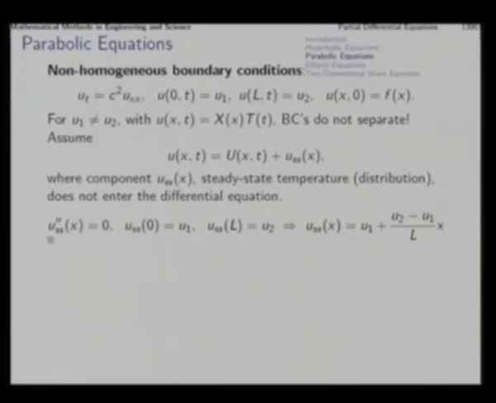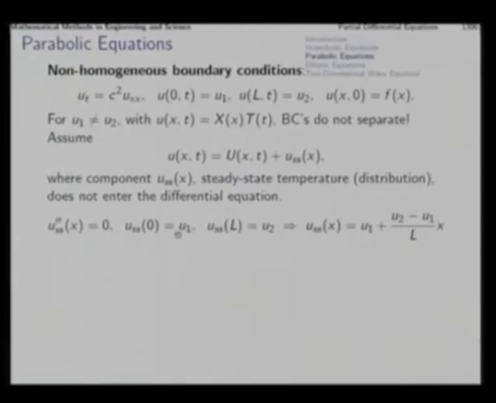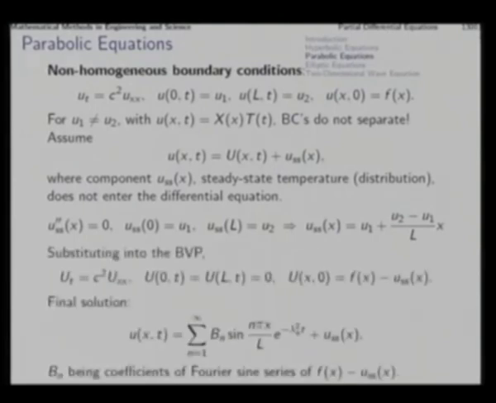That is, this is a second order ordinary differential equation in which the second order derivative is 0. That means the solution is a linear function of x, and the linear function of x that satisfies these two boundary conditions must be this. So, this is the U_SS(x) component, that is the steady state solution, and the rest, which is the transient solution, when we put it back, we find satisfies the earlier initial boundary value problem with the homogeneous boundary conditions, which we have studied.